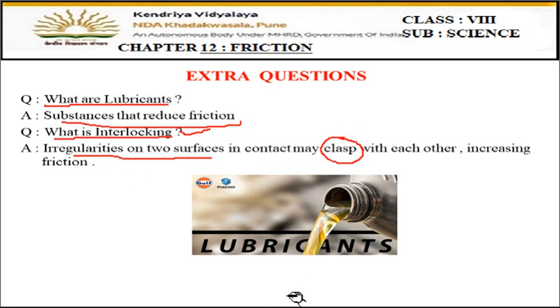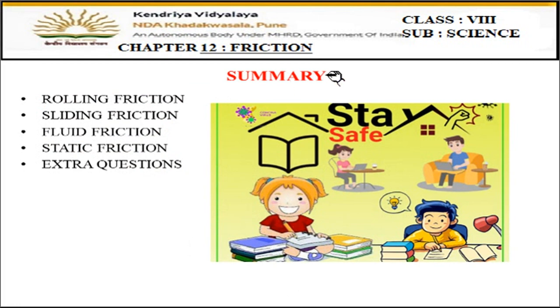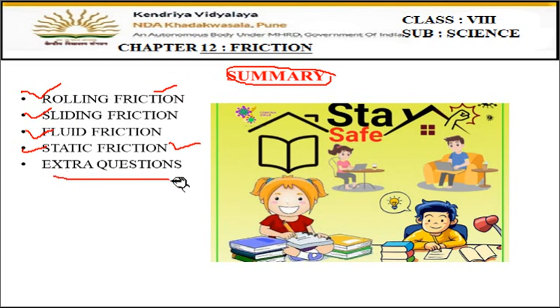I think the concepts are now more clear to you, and we have come to the end of the video. That is the summary: we have learned about the four different types of friction today: rolling friction, sliding friction, fluid friction, and static friction. Static friction is the strongest one, rolling friction is the weakest one among these three: rolling, sliding, and static, right? And then some extra questions were also discussed. So here the chapter is over.